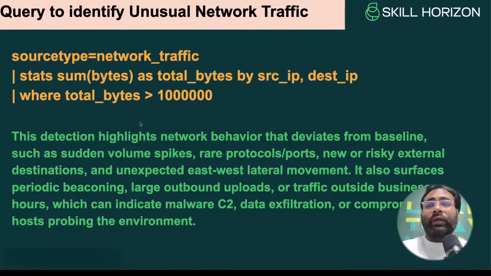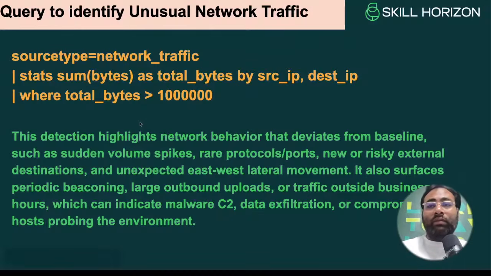10 lakh. Okay, so this detection basically highlights network behavior that deviates from baseline, such as sudden volume spikes, like if the volume suddenly spikes up, rare protocols, the protocols that are not used in your system but are being used right now and traffic was created, new or risky external destinations, unexpected east-west lateral movement.